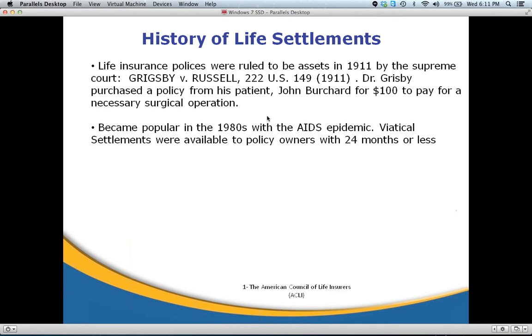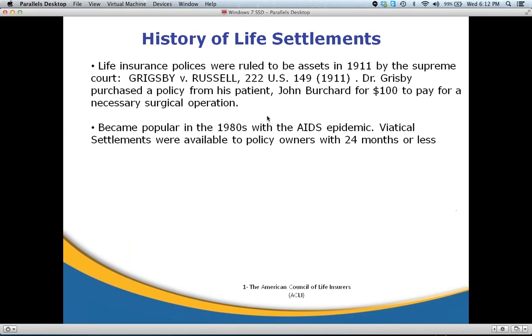This became much more popular in the 1980s with the AIDS epidemic. In 1989, late 80s, we started seeing this drastic increase in AIDS, and the life expectancies were very short, typically 24 months or less. So investors were very happy with buying these policies. It was a good profit margin, a quick turnaround. The AIDS patients got the cash they needed, and it was a great deal.